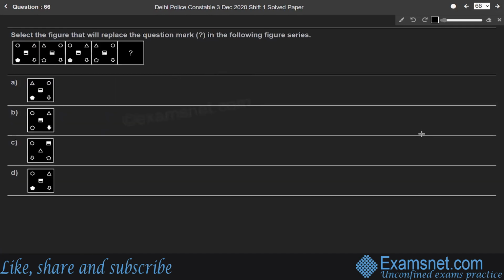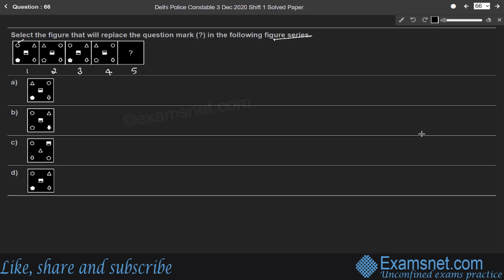Question 66. Select the figure that will replace the question mark in the following figure series. So, the series has 4 figures. We have to find the next fifth figure. So, look at the positions of the shapes in each figure. So, in the first figure, there is a circular shape.